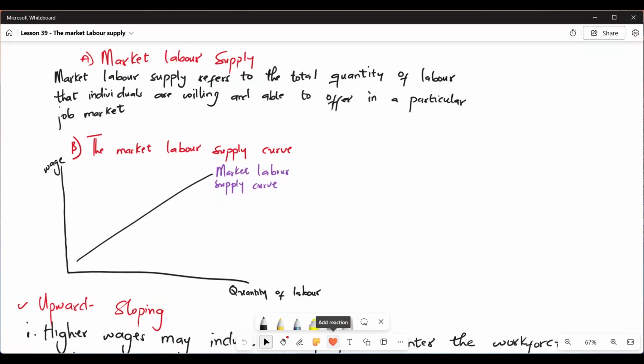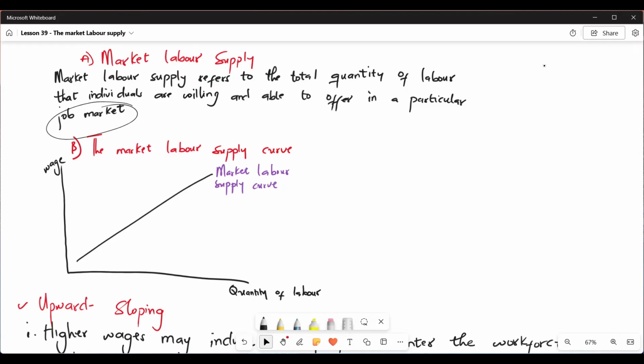When we talk of market labor supply, what we're referring to is the total quantity of labor that individuals are willing and able to offer in a particular job market. It is the sum of all individual labor supply decisions made by workers in response to factors such as wages, working conditions, and non-monetary benefits.